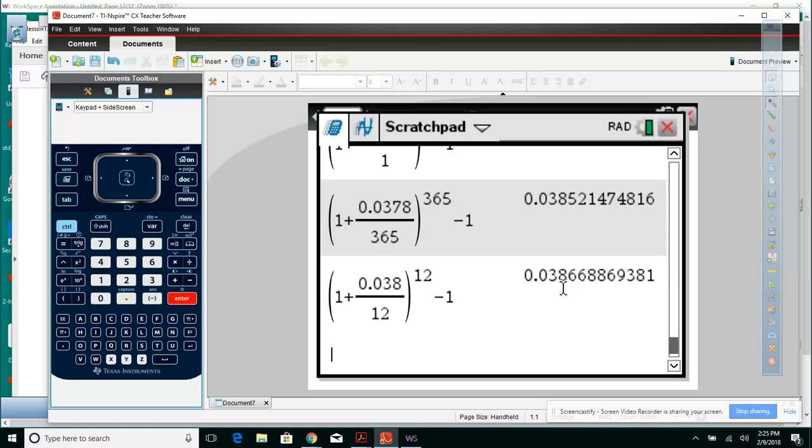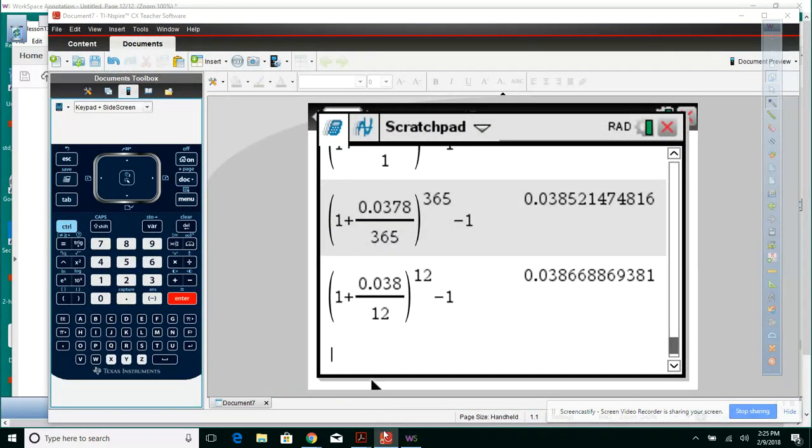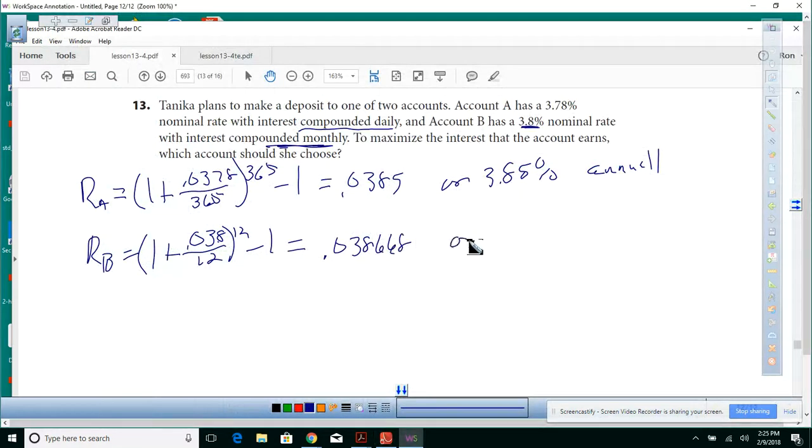Okay, so that's 3.866. So we might say that's 0.03866 or 3.87% annually. So to maximize the interest the account earns, which account should you choose? Choose B. All right, it will make you more money over the long haul.